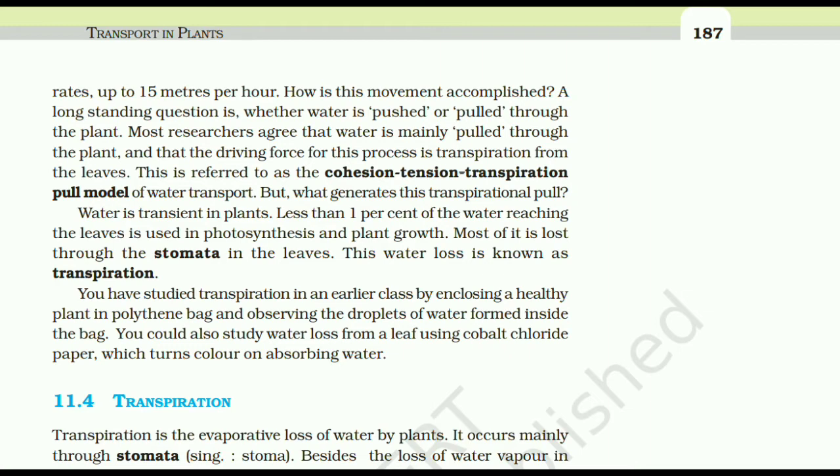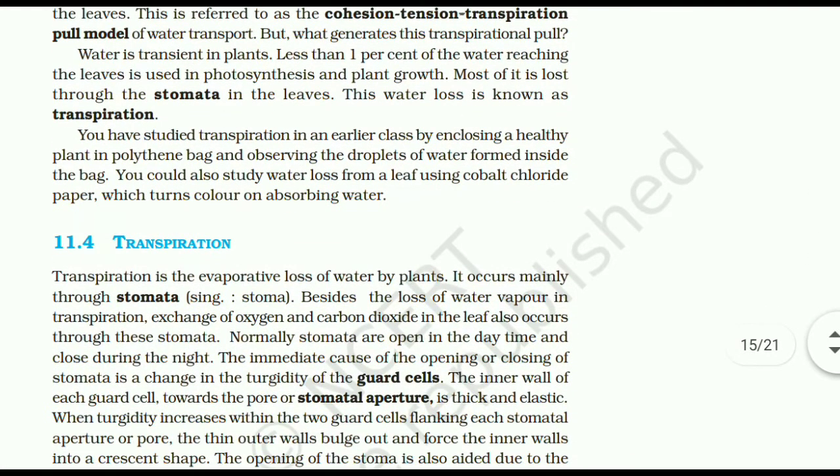But what generates this transpiration pull? Water in transit in plants. Less than 1% of the water reaching the leaves is used in photosynthesis and plant growth. Most of it is lost through the stomata in the leaves. This water loss is known as transpiration. You have studied transpiration in an earlier class by enclosing a healthy plant in a polythene bag and observing the droplets of water formed inside the bag. You could also study water loss from a leaf using cobalt chloride paper, which turns color on absorbing water.